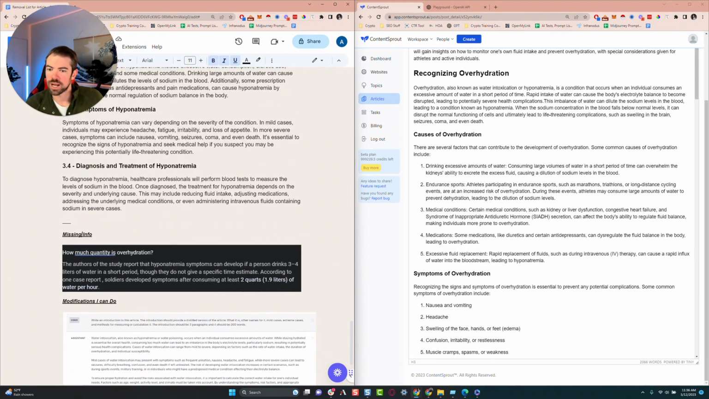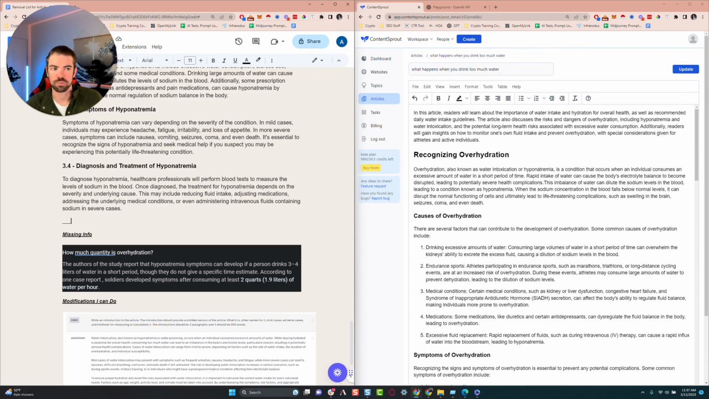There is information that I'm missing, right? How much quantity is overhydration? So the authors of the study report that symptoms can develop if a person drinks how much. So we really want to make sure that we talk about how much water specifically becomes overhydration, and it varies per person, but something I noticed it didn't have.